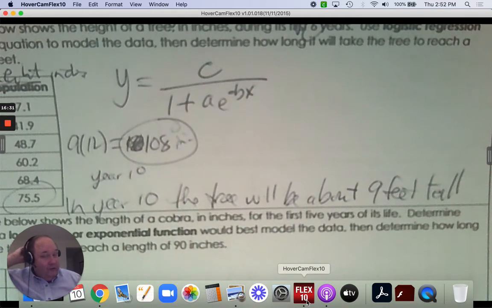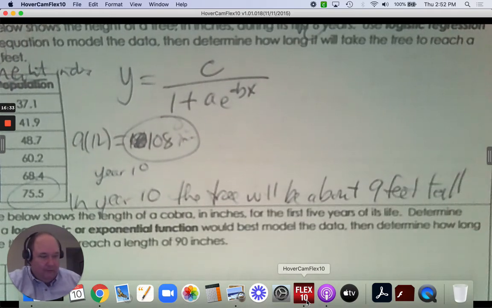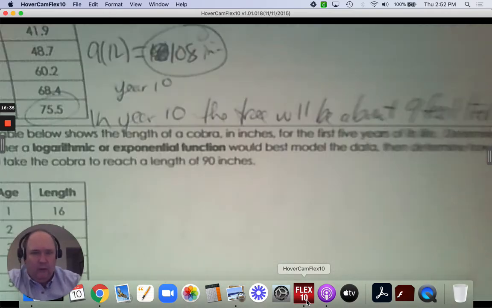All right, you got 2 sentences left. I got excited about Cobra. So the table below, do you watch Cobra Kai? Probably don't know what that is.